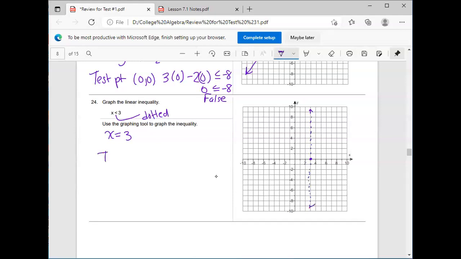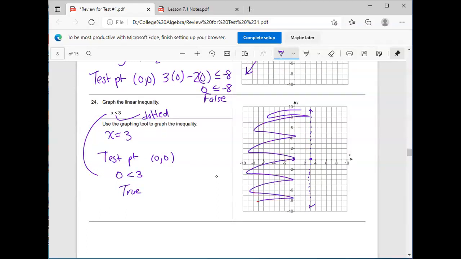Some people really like picking this test point. If you do that, 0, 0 would still work. You would say, okay, if X is 0, is that less than 3? So that would be true. So 0, 0 is right here. So you would color in the side that had those points on it, which just makes sense, right? X's that are less than 3 would be all of these on this side.